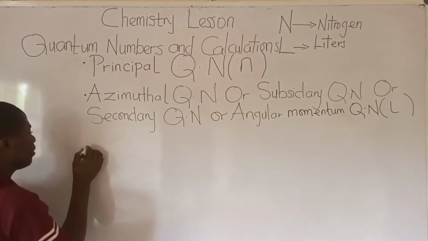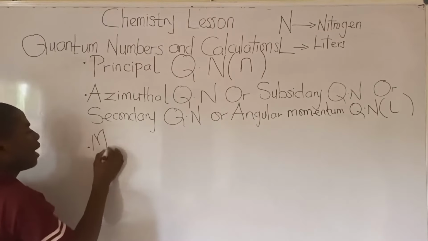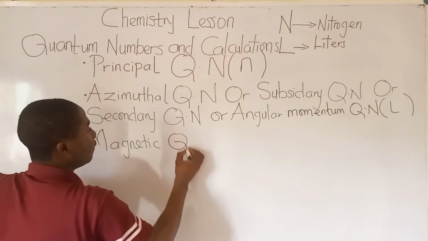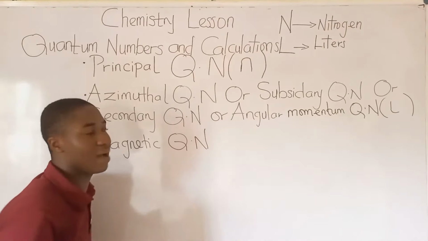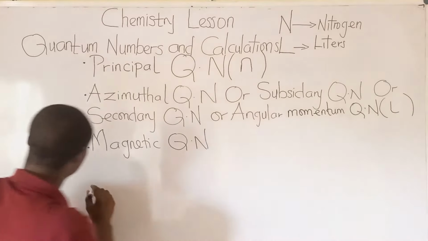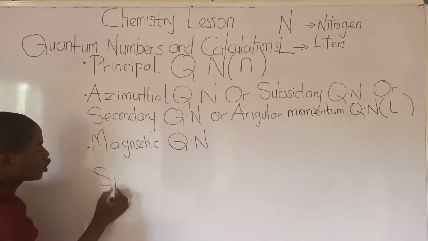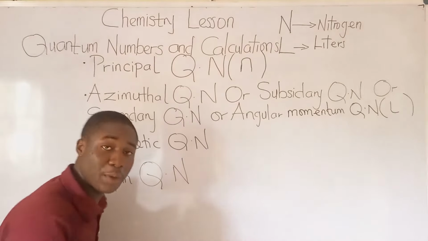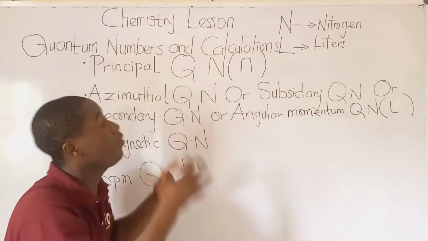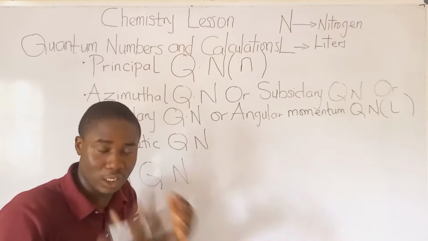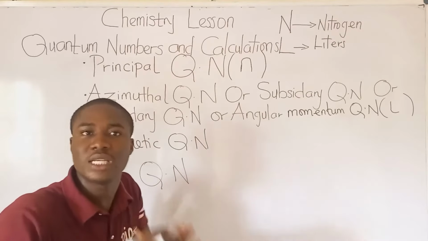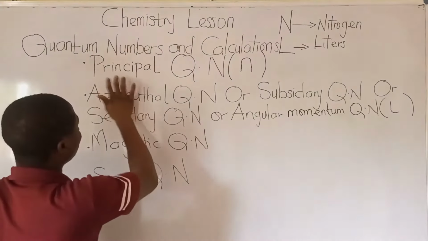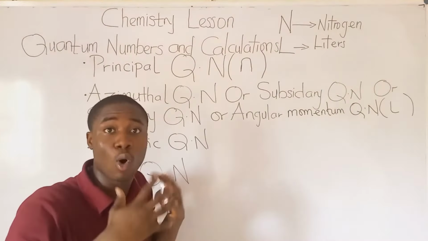Well, the next quantum number we must take note of is called the magnetic quantum number. The last quantum number we'll be discussing in the course of this class is called the spin quantum number. So all these are the quantum numbers we'll be discussing in this video class, and we are to start with the first quantum number, called the principal quantum number.